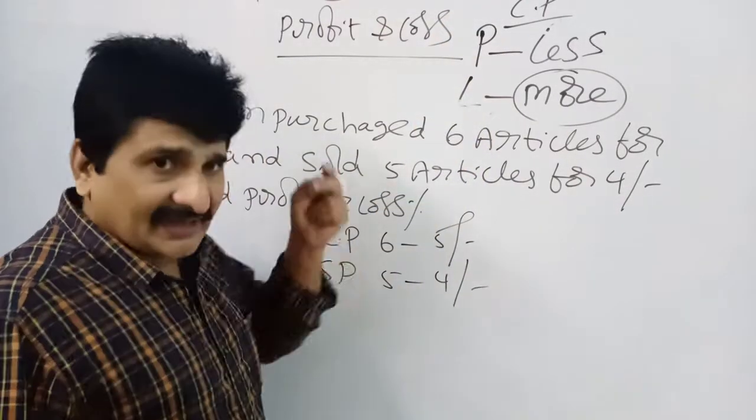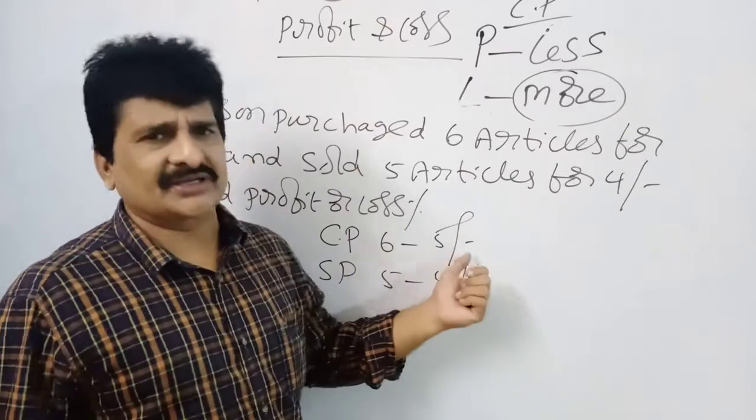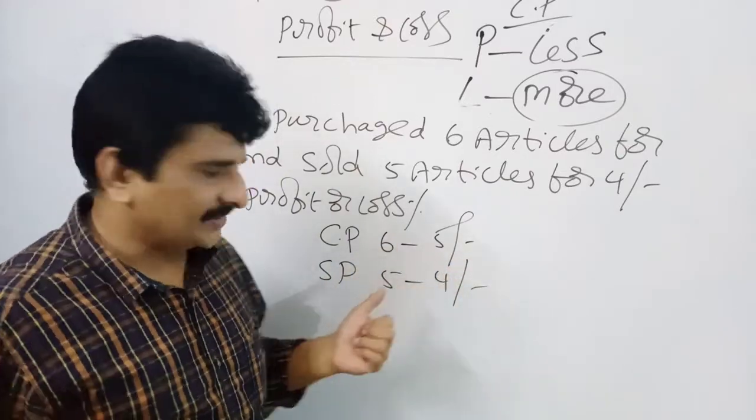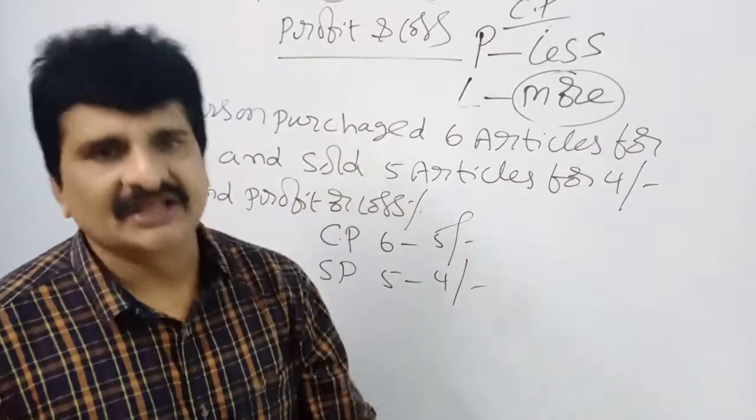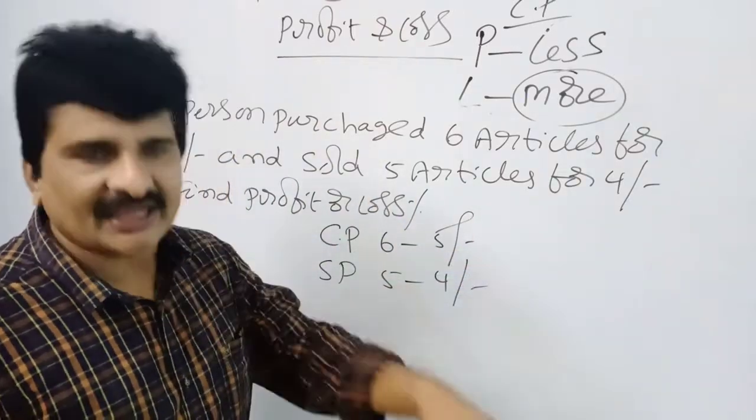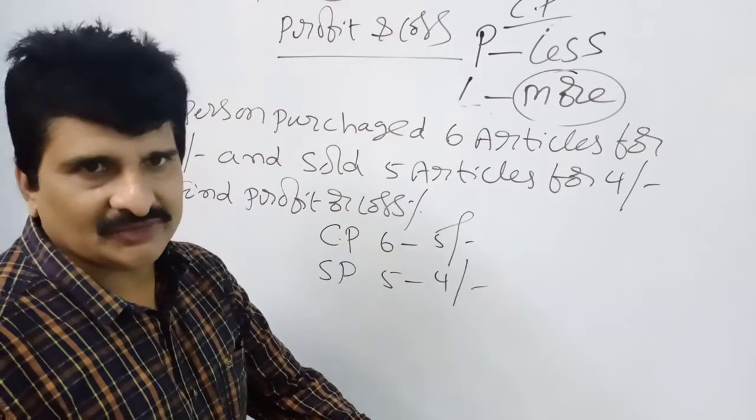In the actual method, what we have to do is, 6 articles for 5 rupees, then what is the cost of each article? What is the selling price of each article? Then you have to find the difference. Then you have to find the percentage. This is the actual method for it. Now I am going to tell you the shortcut method.